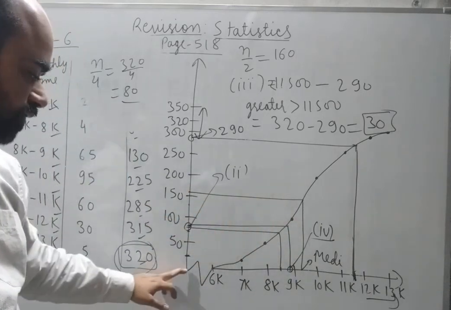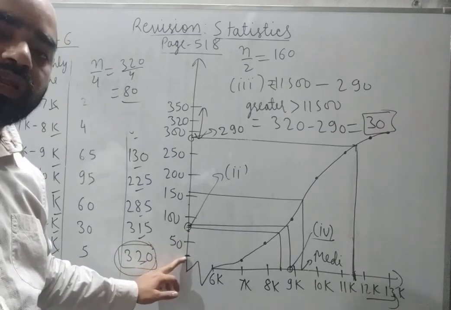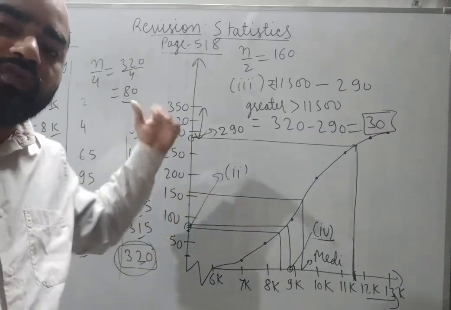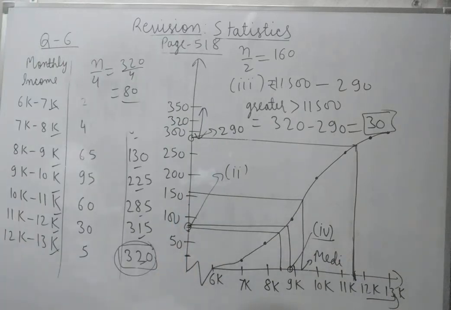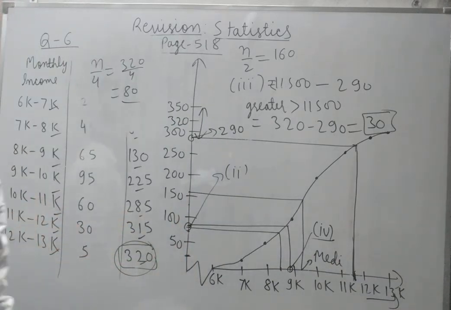Suppose 1.6. 1.6 means after 1, the 6th line. 0.4 means after 0, the 4th line. 4.6 means after 4, the 6th line. In this way you can plot. Okay. So that was the revision part for statistics.